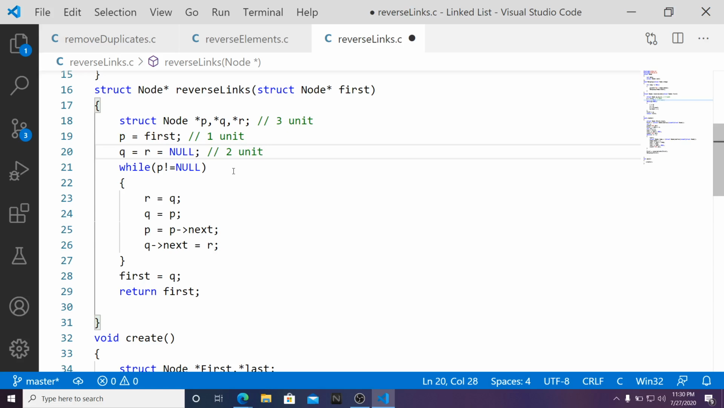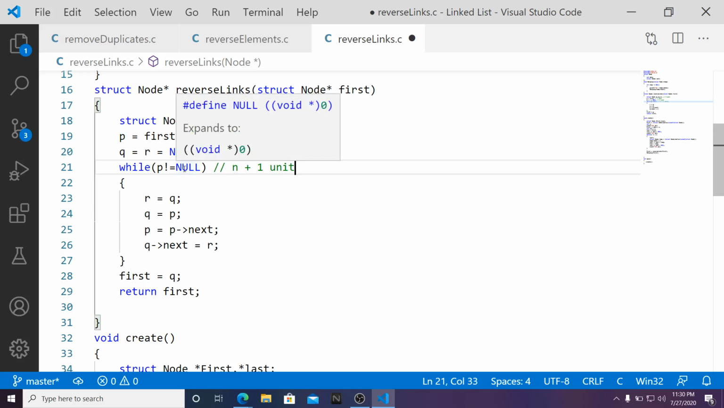Then coming here to this loop, how much time will this loop be iterating? Exactly, every node will be visited once. This is the same as before, the same as the previous time complexity. The condition will be checked for n plus 1 times: n times for successful checking, and 1 time for null.